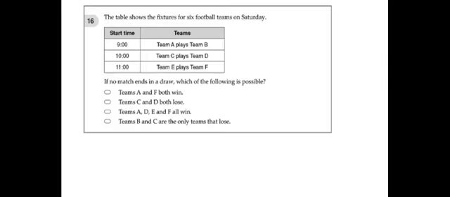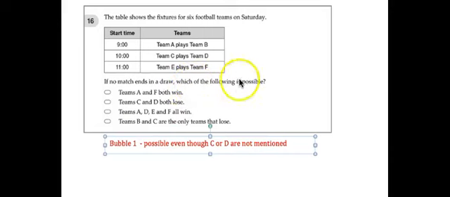Okay, question 16 says the table shows the fixtures for 6 football teams on Saturday. We have Team A playing Team B, Team C playing Team D, and Team E playing Team F. And none of these matches ends up in a draw. So that means someone must win and someone must lose each game. And the question is, which of the following is possible? Now it says teams A and F both win. Yes, that's possible, even though we don't know what's happening with C and D. So this is a possible answer, okay?